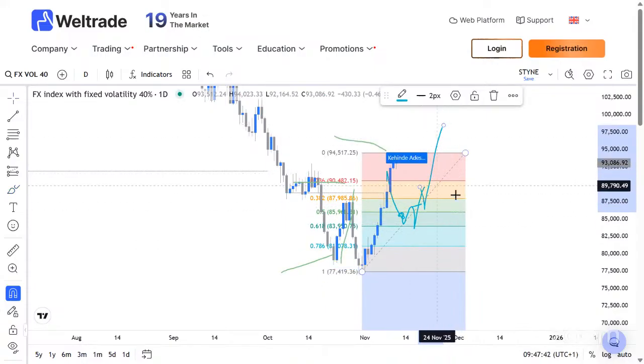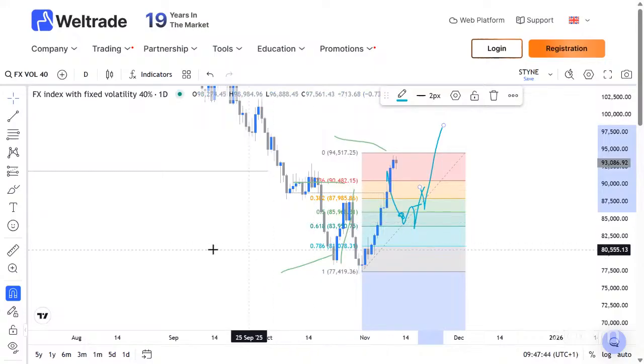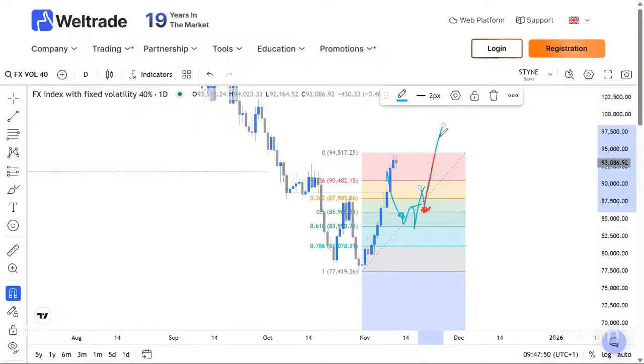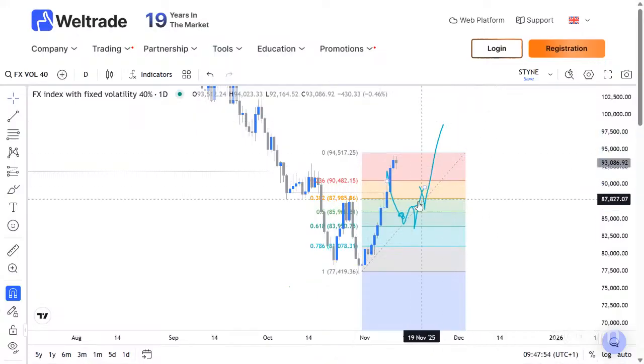If you can get an accumulation for a buy at this point, we are going to buy from there.